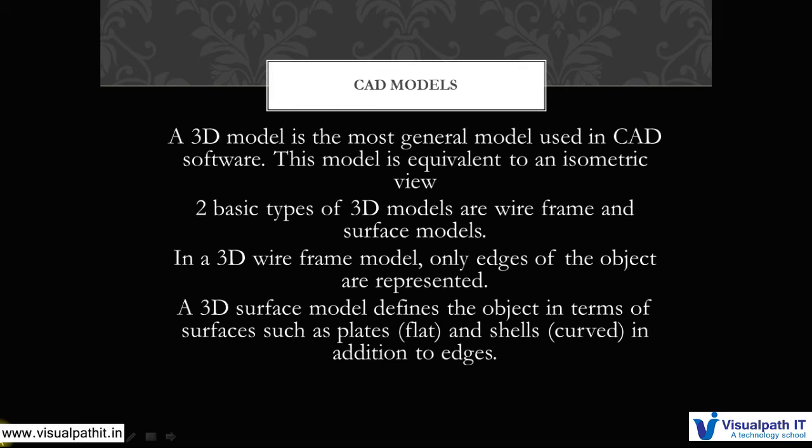In a 3D wireframe model, only the edges of the object are represented. A 3D surface model defines the objects in terms of surfaces. The surfaces are just planes or shells. They don't have any properties, any thickness, or any mass.